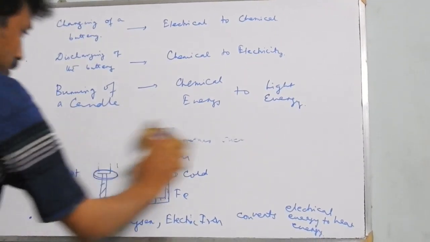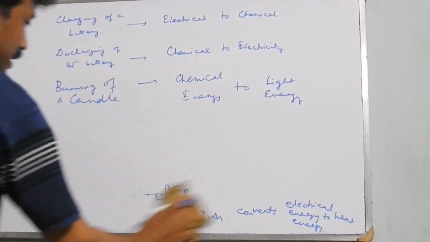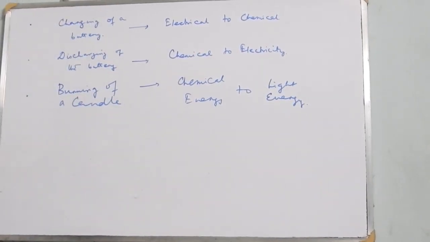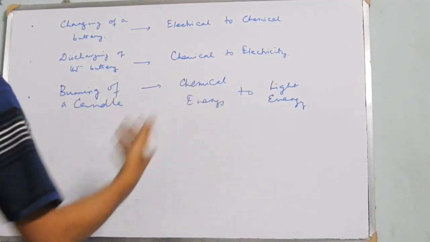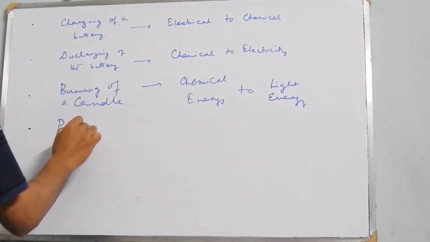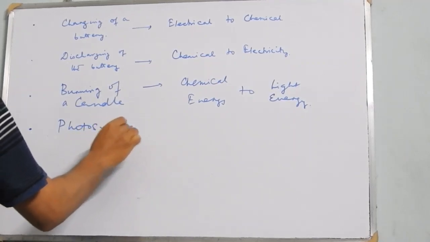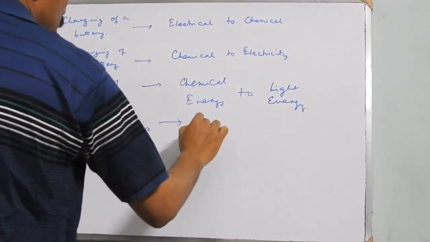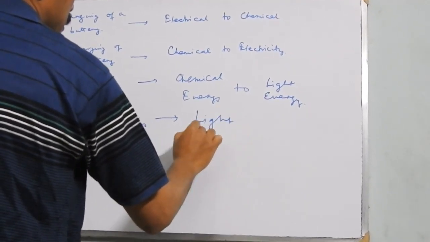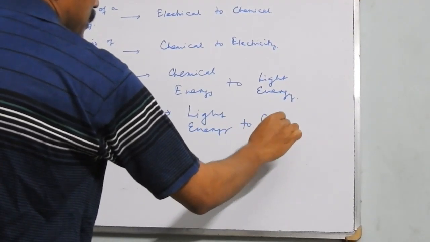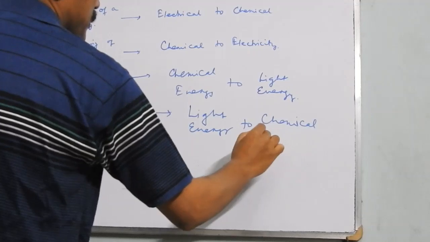The process of photosynthesis is exactly the opposite of burning of a candle, you can say. In terms of energy conversion, it is opposite. So in the process of photosynthesis, sunlight is absorbed, and you can say that light energy is converted to chemical energy.